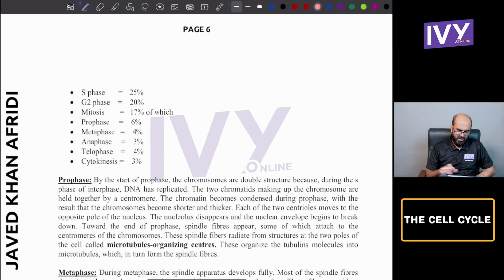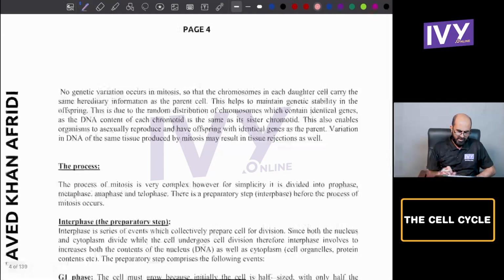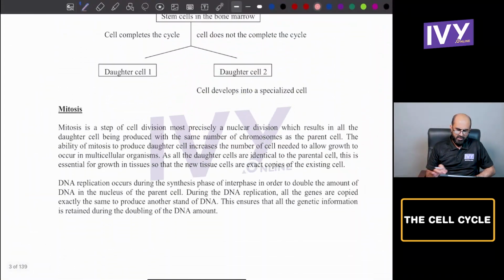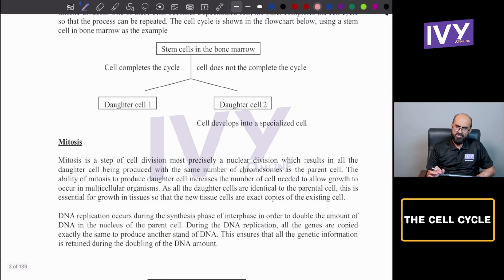Like here, if we focus on the process of the cell cycle, as I told you, the cell cycle comprises 3 important steps. What is mitosis? Let's talk about mitosis now. Mitosis is a step of cell division. It is a step of cell division, not a type of cell division. Mitosis is a step. There are 2 steps in cell division. One is called mitosis, and the other one is called cytokinesis.